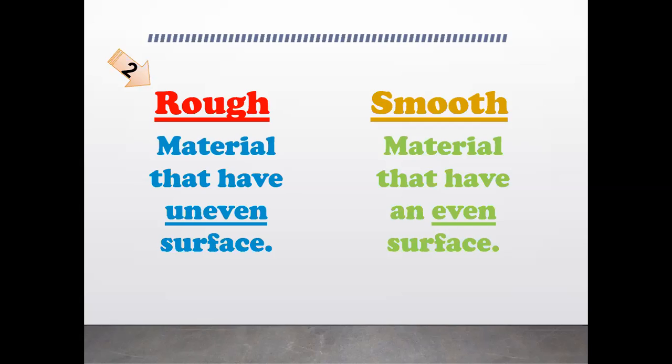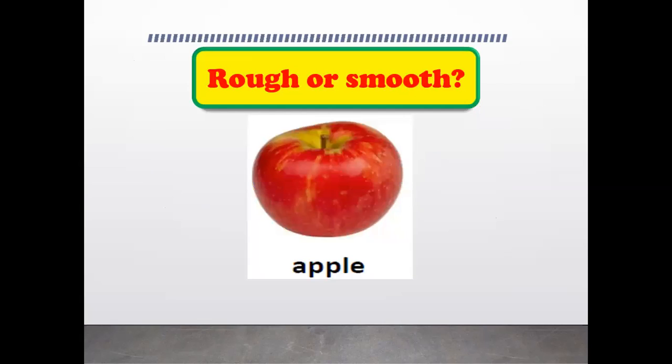What do we mean by even surface? If you move your hands on it, you will find your hands slipping to one side like this. It's not going up and down. So rough material means a material that has an uneven surface. It means that it is going up and down. Your hands are not slipping, they are not going one way. And smooth material means a material that has an even surface. It's going one way. It's slipping if you put your hands on it. Okay? Okay, now comes our examples.